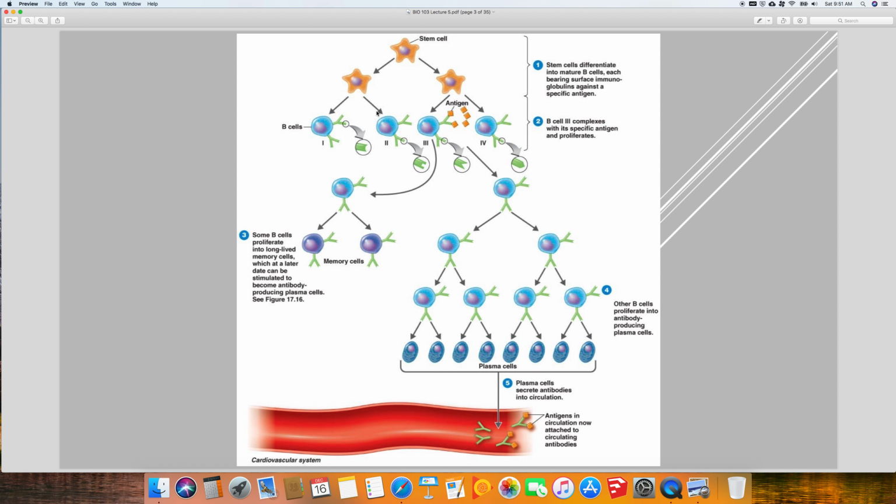So here's just kind of the general process. We have our B cells that encounter their specific antigens. Some of those B cells will become activated and become memory cells, which will remember that specific antigen. And some of them will become activated and differentiate into plasma cells, which will produce antibodies against that antigen.